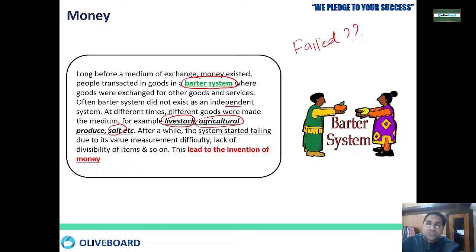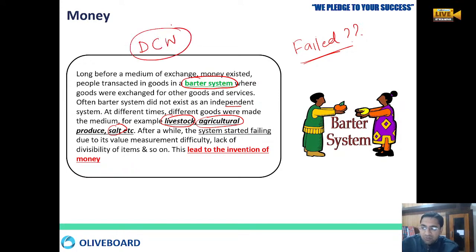Does anybody know why the system failed? Why did this system fail? There is a one or two word line for that. Why did the system fail? The system failed because of the concept of double coincidence of want.